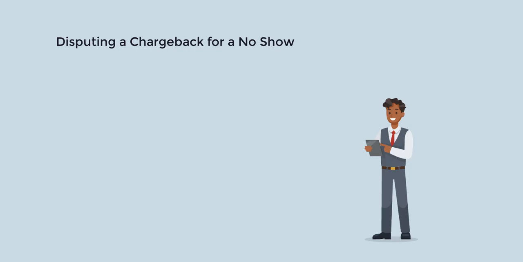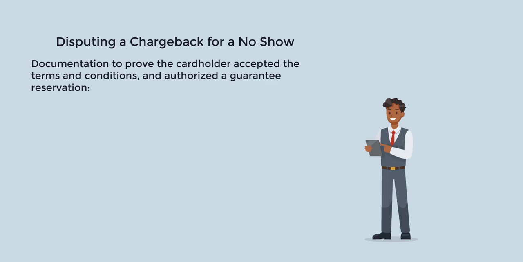Has Joe done everything he can to defend the hotel against this chargeback? How does he dispute it? To defend a chargeback from a no-show, a hotel should provide to their credit card processing company documentation to prove the cardholder accepted the terms and conditions and authorized a guarantee reservation, basically saying, I understand I'll pay in full if I fail to cancel reservation by 6 p.m.